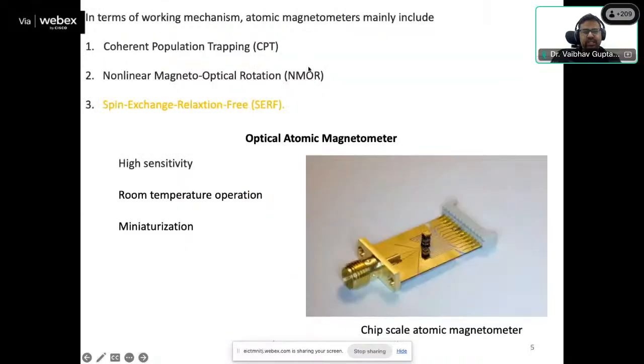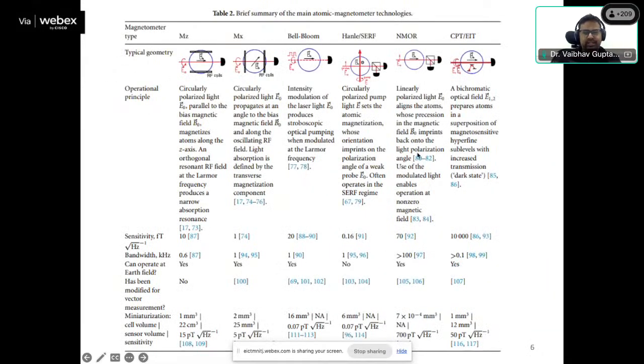As I already told you, there are different regimes: CPT, NMOR, SERF. Here there is a comparison between all these regimes, and what we are going to study today is the Handley or SERF regime. I will try to explain the principle, how we build this device. For more interest, you can look into other devices as well.